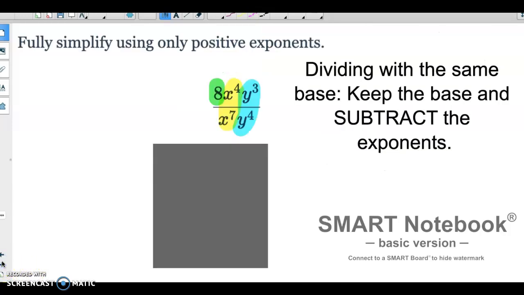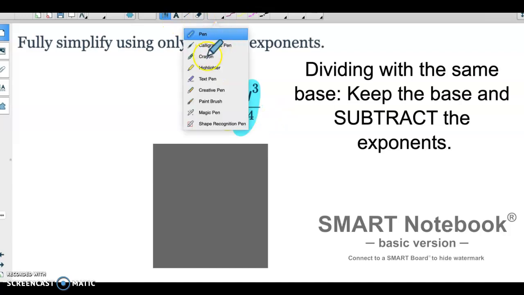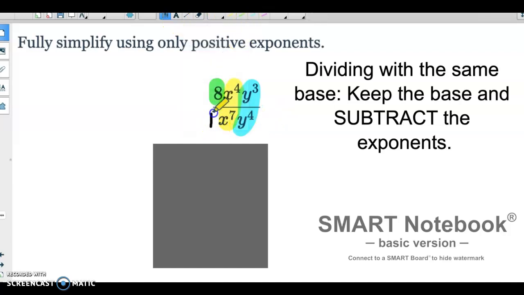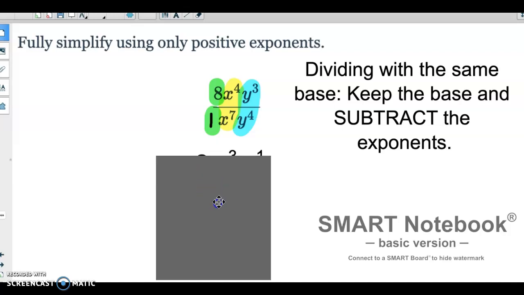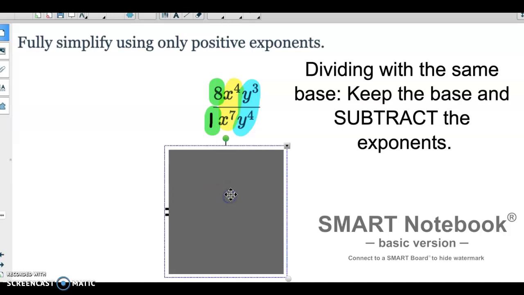All right, another one of the same type of problem. Fully simplify using only positive exponents. So same thing. Here, we have an 8 as a coefficient in the numerator, so we have 8x to the 4th y cubed divided by 1x to the 7th y to the 4th. Remember, there's like a coefficient of 1 down there, but we just don't write it. So now let's go through and divide the coefficients like normal. 8 divided by 1 is 8. And then remember, we're going to subtract the exponents.